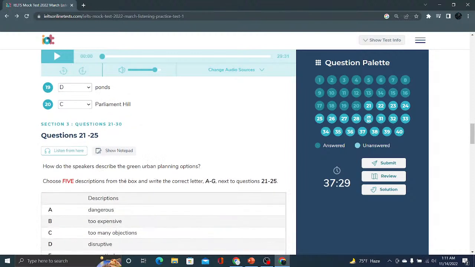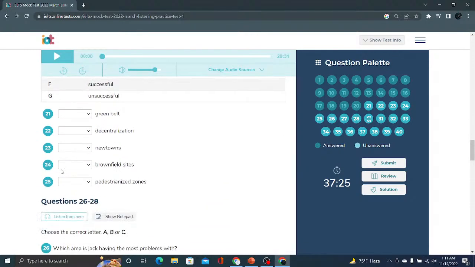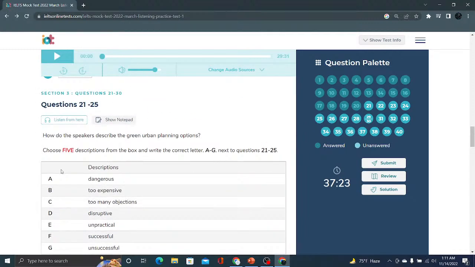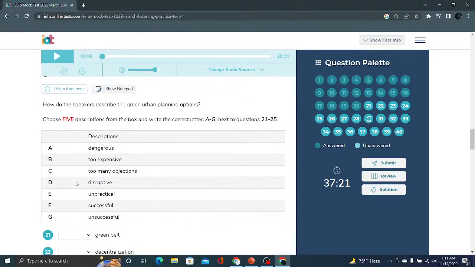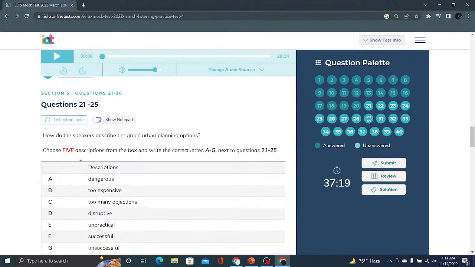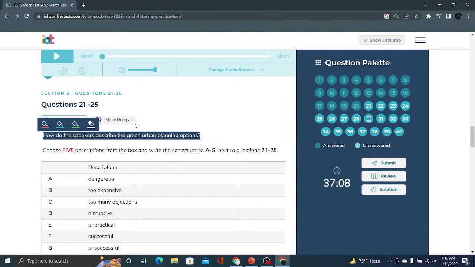Okay, it's time to practice with part 2. Now we are going to start it. So how does the speaker describe the green urban planning option? Describe the green urban planning option.